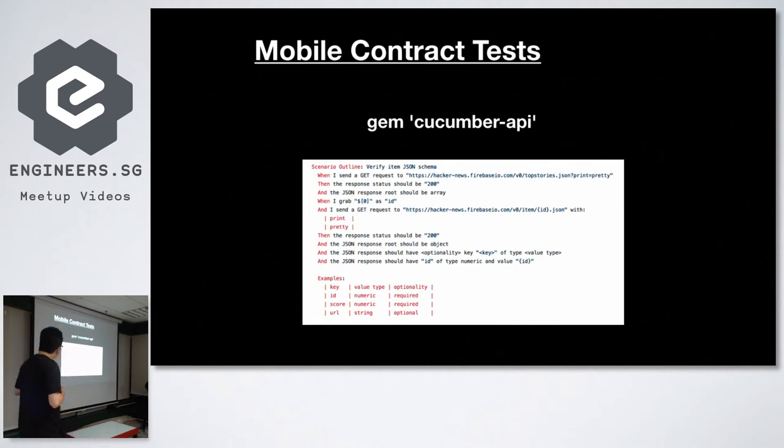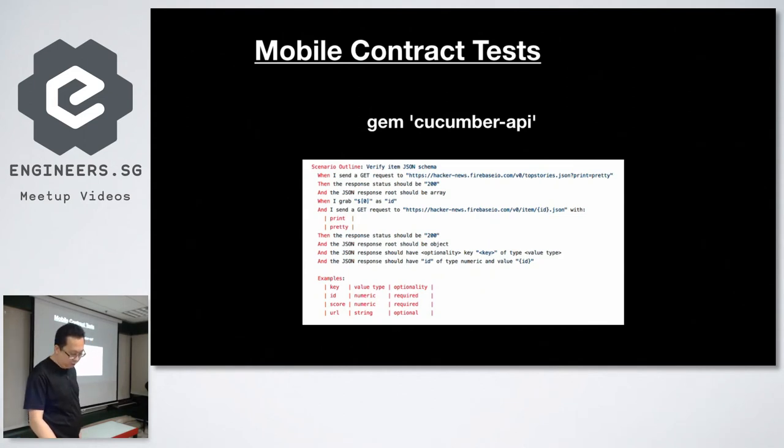For example, we get the list of stories, then get the first item in the payload, and fire another request to get the story at the story item level. Then we again assert that the status returns 200 and some structure of the JSON.